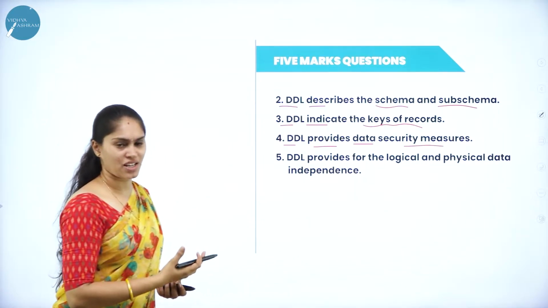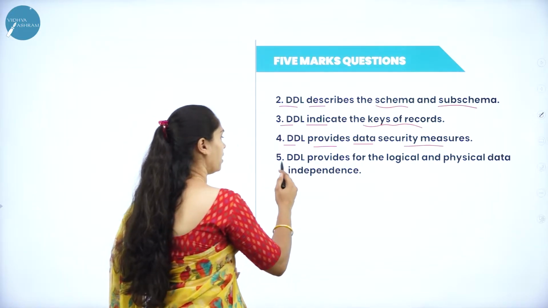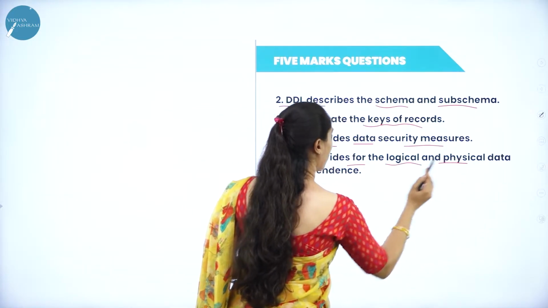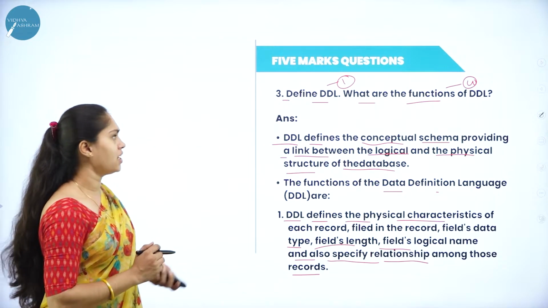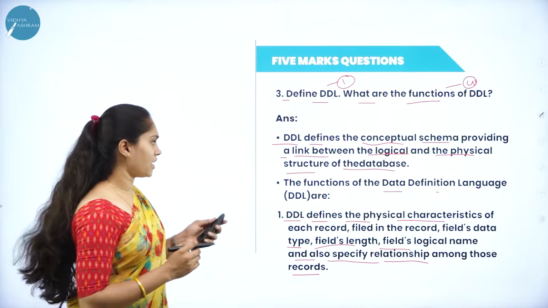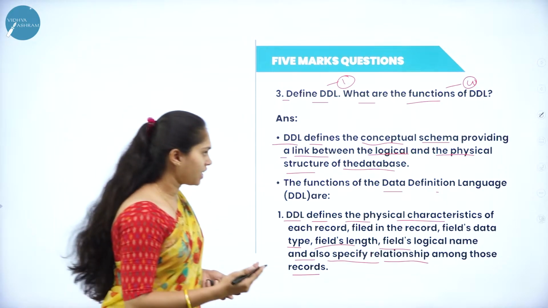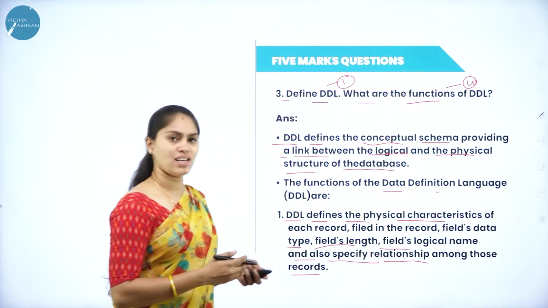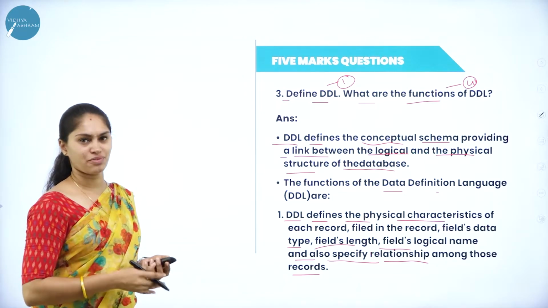We can have some constraints, and I can have some rules in order to access the records of a table. DDL provides for logical and physical data independence. These are the functions performed by DDL, the data definition language, which builds a relationship between the physical data and the logical structure of the database. This is how you are supposed to answer this question.